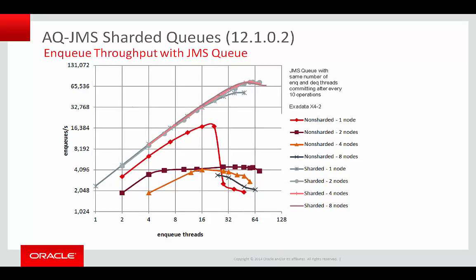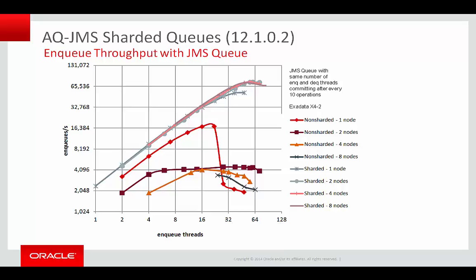Next, for the same test, let's look at the NQ throughput for the JMS queue. And you can see it behaves similarly to the DQ. The sharded queue scales well with the RAC instances as you increase the number of RAC nodes. In contrast, the unsharded queue performs best on a single node, and the DQs do not keep up with the NQ rates when the number of NQ and DQ threads for the unsharded queues were kept the same.